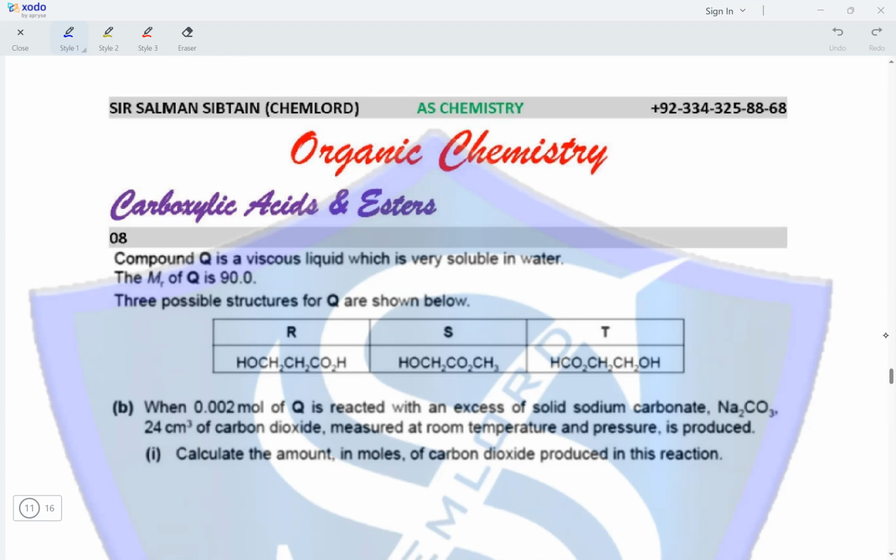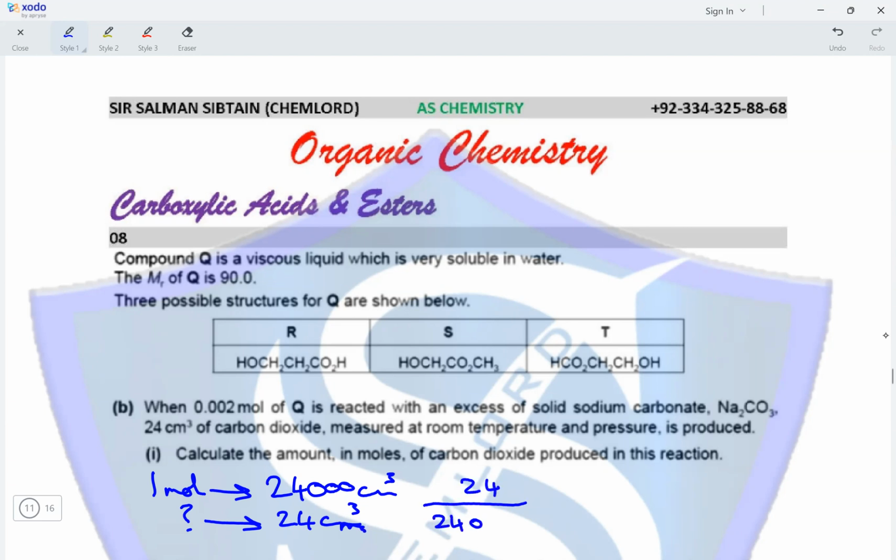When 0.002 moles of Q is reacted with an excess of solid sodium carbonate, 24 cm³ of carbon dioxide measured at room temperature and pressure is produced. Calculate the amount in moles of carbon dioxide produced in this reaction. So 1 mole of any gas occupies a volume of 24,000 cm³. How many moles would occupy a volume of 24 cm³? So this would be 24 divided by 24,000, which would give us a mole value of 0.001 moles.